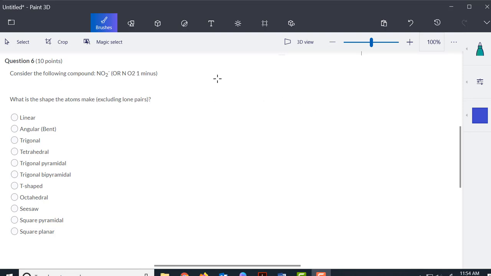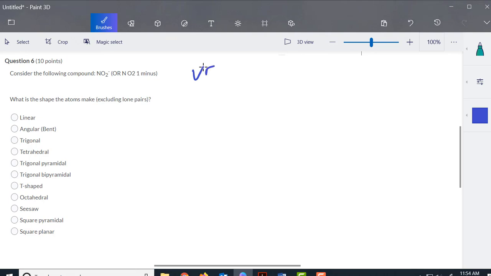For this one, we're interested in the shape of the atoms. So the first thing we'll do is create the Lewis dot structure. The number of valence electrons will be 5 plus 2 times 6 plus 1, which will be 18. The 5 is the grouping on the nitrogen, the 6 is the grouping on the oxygen, and the plus 1 here is the charge, because we put plus 1 for each negative charge here for the valence electrons. So it's a total of 18.